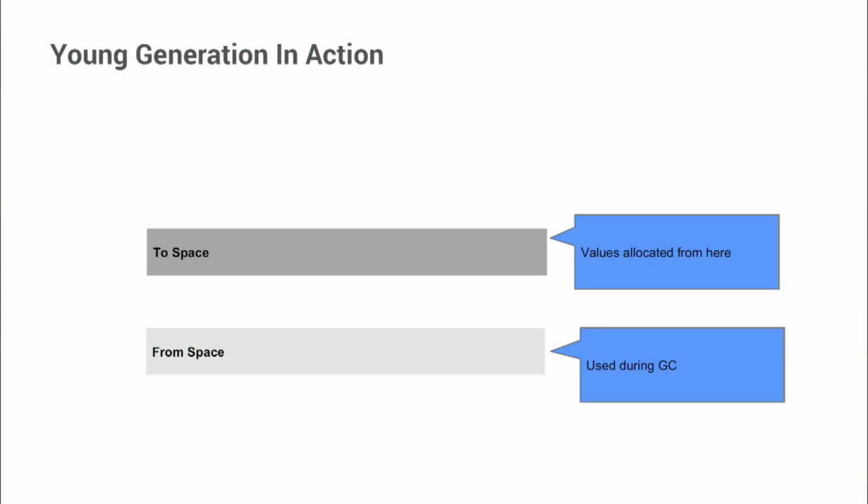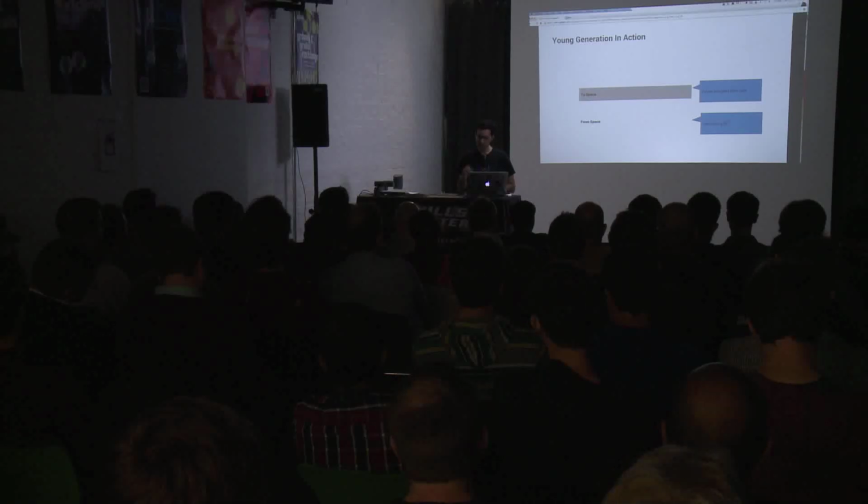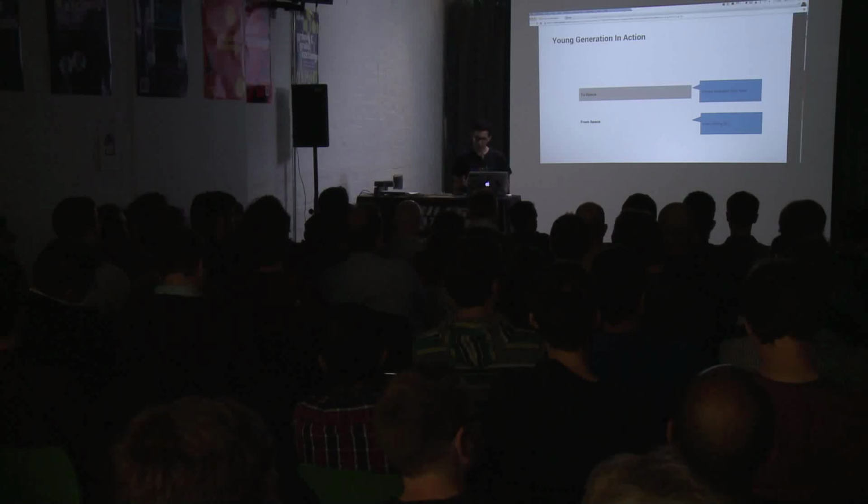So here, the young generation is split into 2 semi-spaces. There's the to space and the from space. Now the to space is where values that you allocate from your page get executed, like the new foo. It's coming out of the to space, and the from space actually just sits there, not really being used until much later on. We'll see what happens with it in just a second.